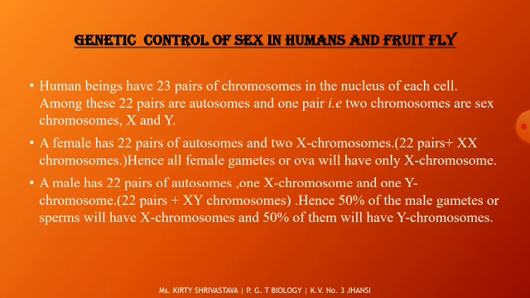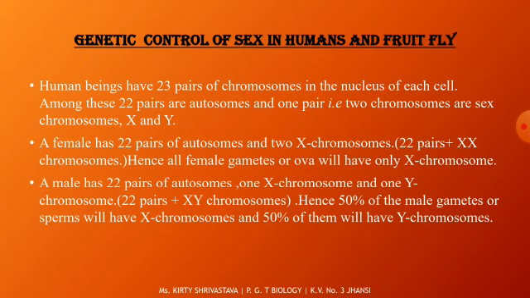Now we shall discuss the chromosomal or genetical mechanism of sex determination, which is seen in the case of human beings and an insect called fruit fly. Both humans and fruit fly show XY type of sex determination. Human beings possess 23 pairs of chromosomes in the nucleus of each cell. Among these, 22 pairs are autosomes and one pair, that is 2 chromosomes, are sex chromosomes.